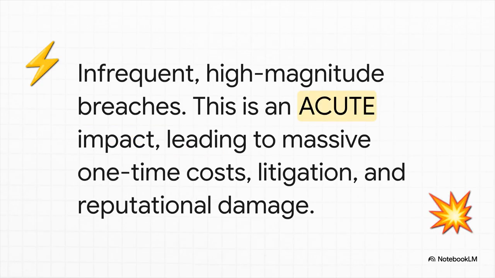Company C is our lightning strike. It's a sudden, acute event that triggers massive, one-time costs from fines and lawsuits. It can seriously damage the company's reputation and its stock price in the very short term.